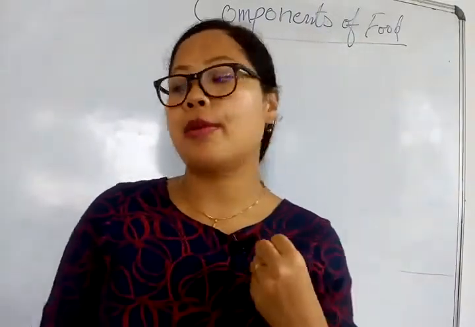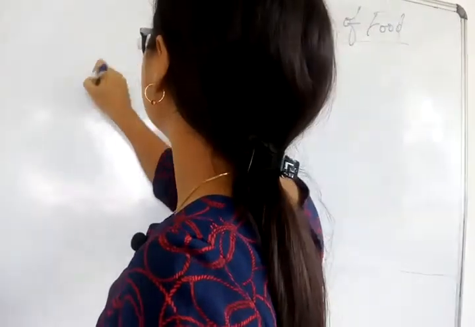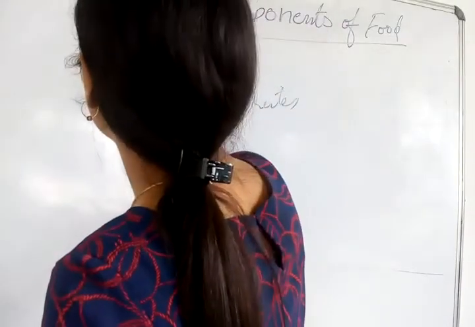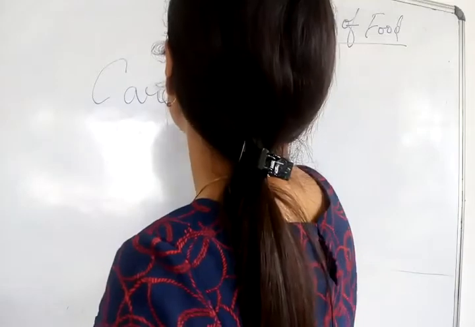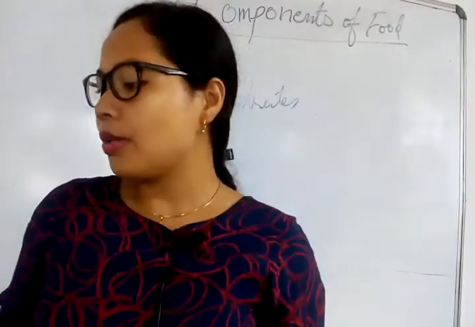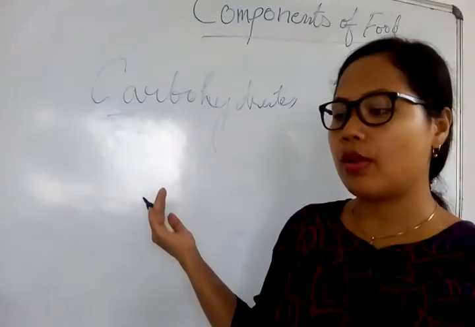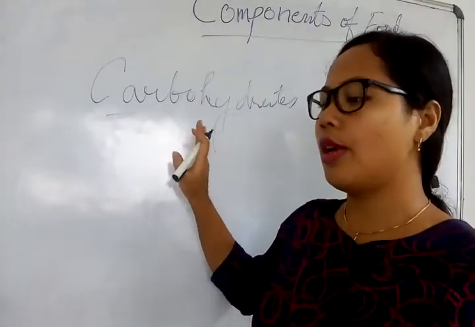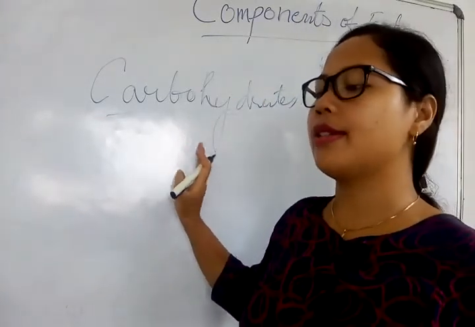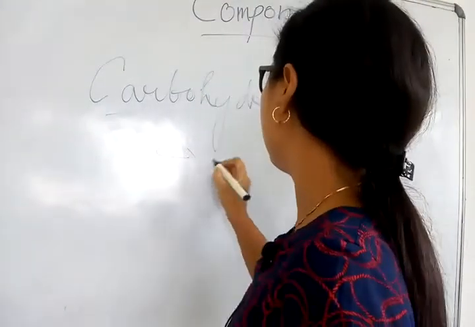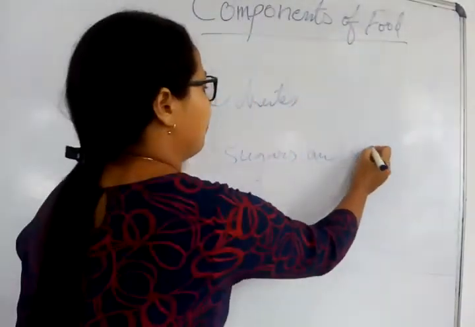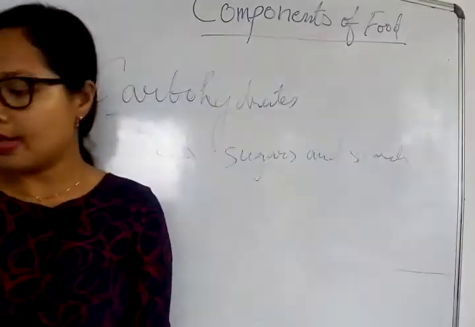Let's discuss in more detail about carbohydrates. These are the components of food, or types of nutrients, and mainly they are sugars and starch. Sugars and starch.